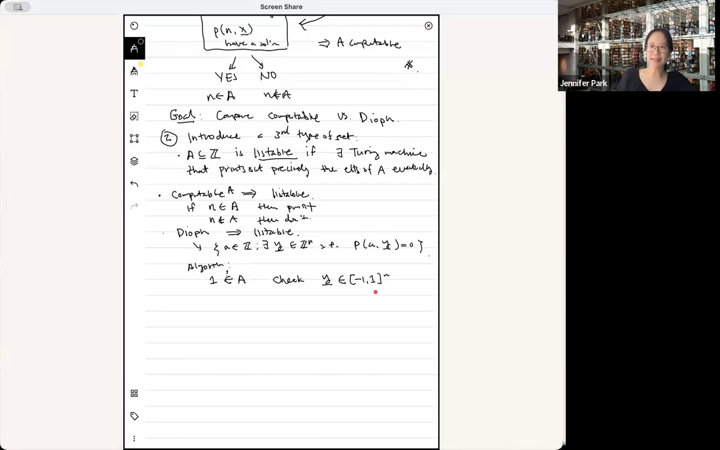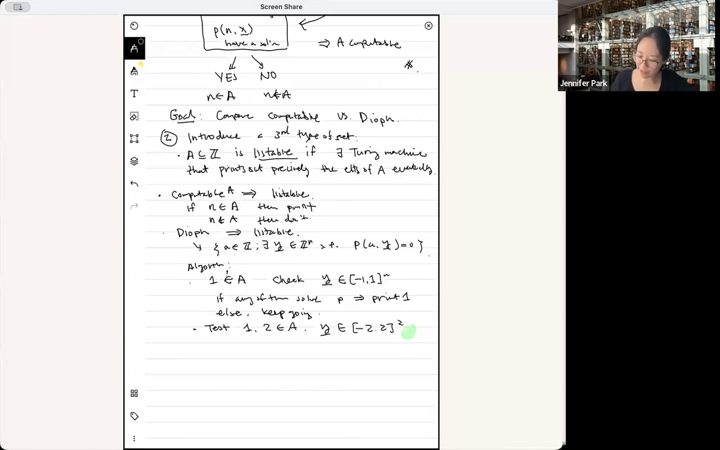So I'm trying to check y between -1 and 1, plugging in all of these because there are only finitely many of them, and see if any of them make it 0. If any of them solve the equation P, then print 1. Otherwise, keep going. Now I'm going to test whether 1 or 2 is in A, and I'm going to check y between -2 and 2. Sorry, this should be n. If I can find a proof that any of them is in A, then I'm going to print. Otherwise, I'm going to keep going.